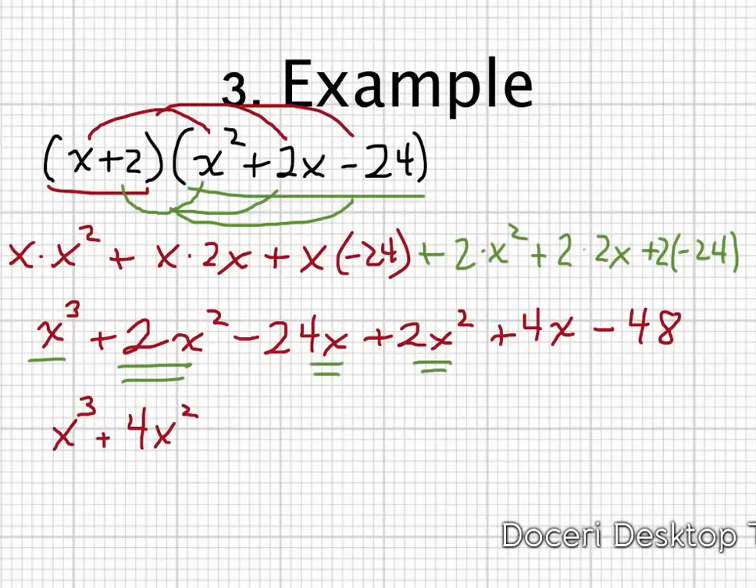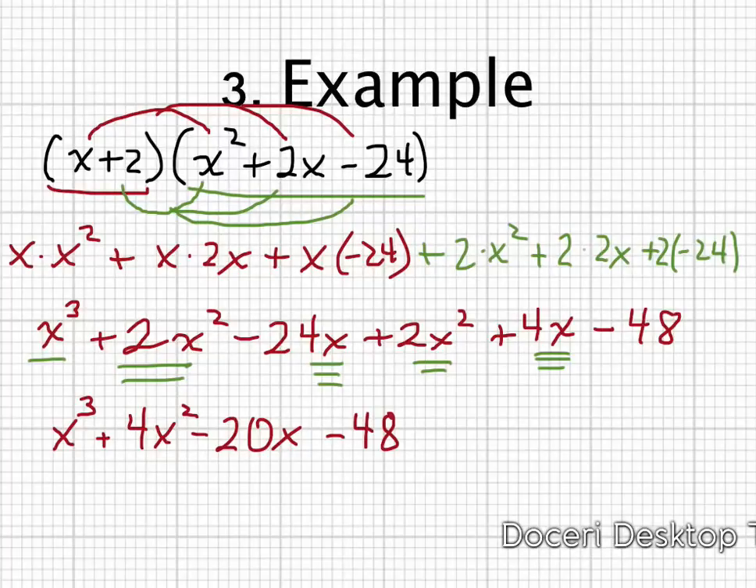Then I go through, do I have any x's with the negative 24x? I have another 4x. Negative 24x plus 4x gives me negative 20x. And then lastly, I have gone through everything but the negative 48 as my answer. And so this would be the final answer. Once you multiply everything through, you have to make sure you combine like terms.